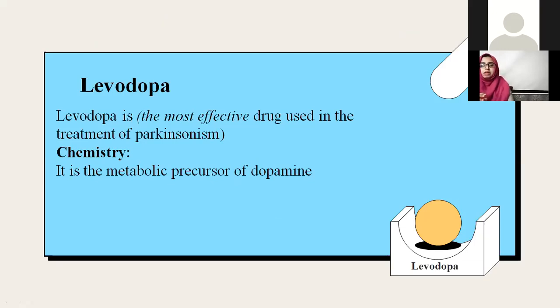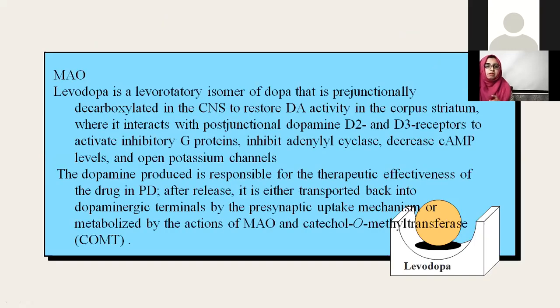Levodopa is the most effective drug used in the treatment of Parkinsonism. It is a metabolic precursor of dopamine, and you can also say that it is an isomer of dopa. And what does it do? It is decarboxylated in the CNS to restore dopaminergic activity in the corpus striatum.